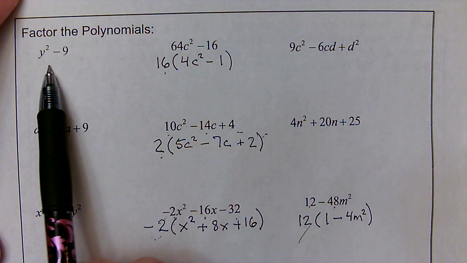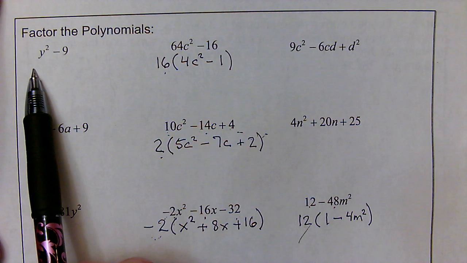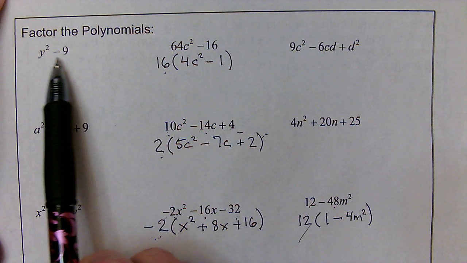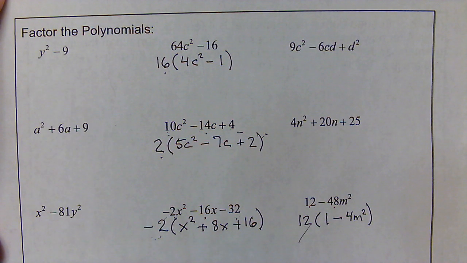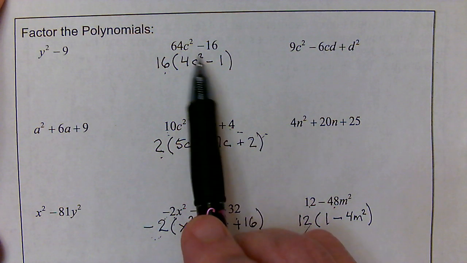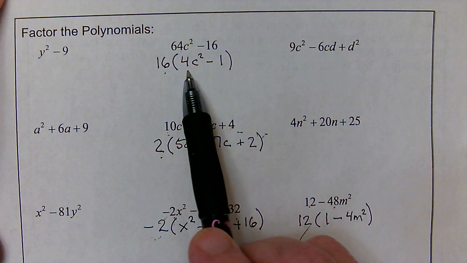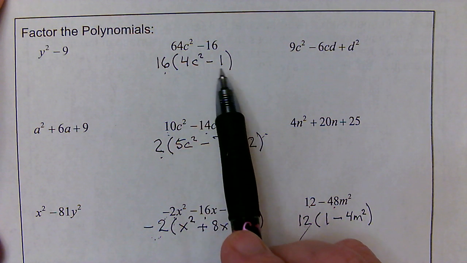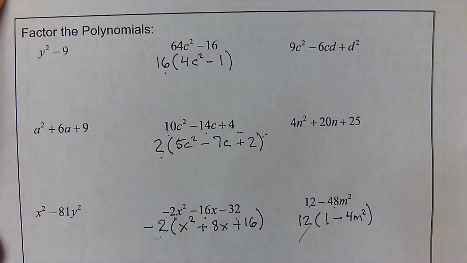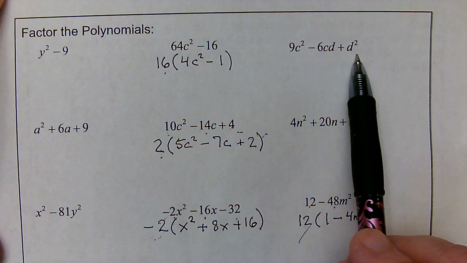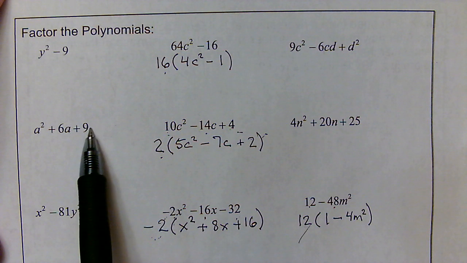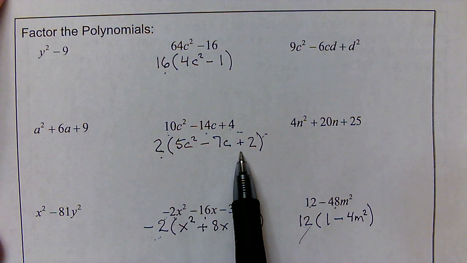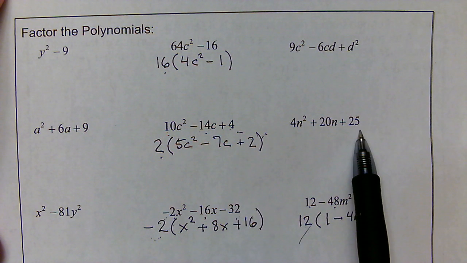So this problem has 2 terms. They're both perfect squares and there's subtraction in between. So it's a difference of 2 squares. This has 2 terms. They're both perfect squares and there's subtraction in between. So it's a difference of 2 squares. This one has 3 terms, so it's not a difference of 2 squares.